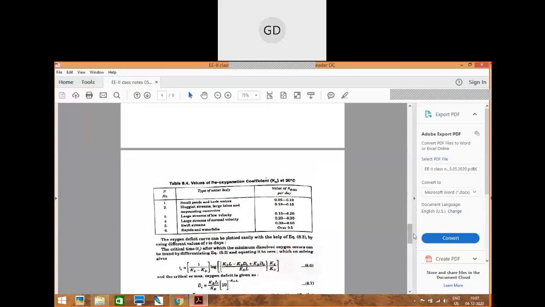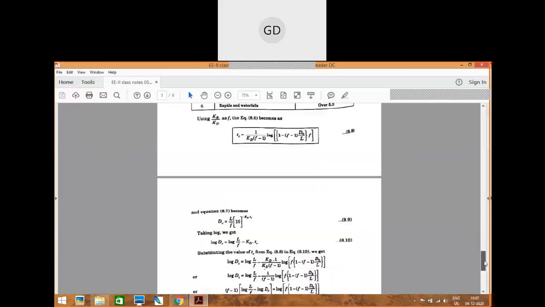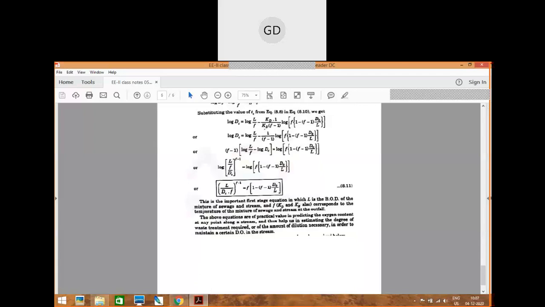For the oxygen deficit, you just remember this last formula: L dc into f to the power f minus 1 is equal to f 1 minus f minus 1 D naught by L. This is a first stage equation in which L is the BOD of the mixture of sewage and stream, and F corresponds to the temperature of the mixture of sewage and stream at the outfall.